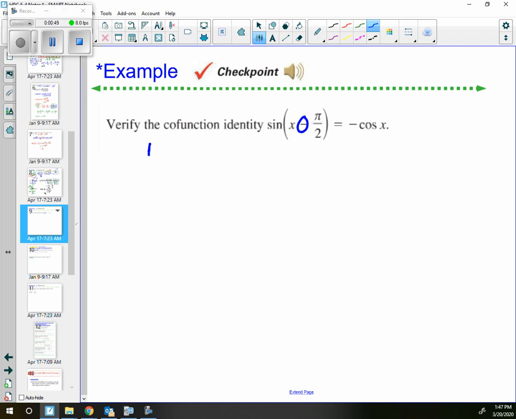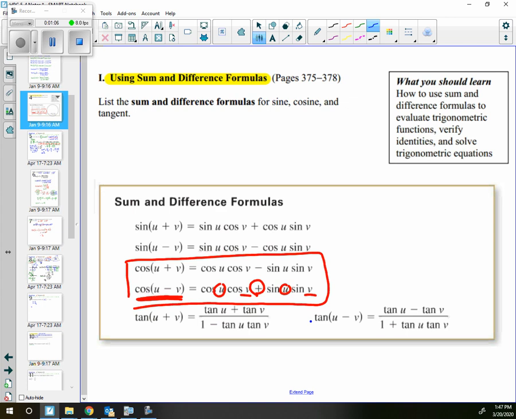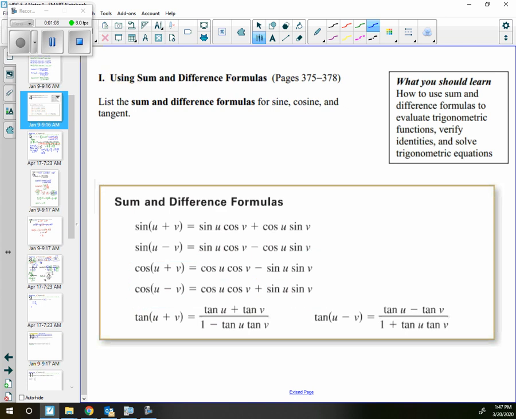So our u is like the x, and our v is the pi over 2. So I'm just going to write out the formula for the difference of two angles using x and pi over 2 as my u and my v. So the sine formula, so we'll go back to our formulas here. I'm going to zip back up so we can look at those. So we're looking at the difference of 2. We're looking at this one where the u is the x and the v is the pi over 2. So we're just going to replace that and see what we come up with.